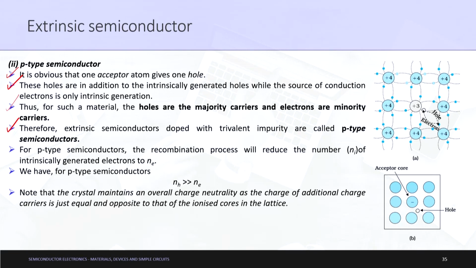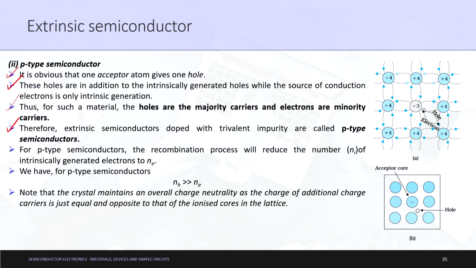Okay. So, for p type semiconductors, the recombination process will reduce the number Ni of intrinsically generated electrons to Ne. So, here what we can say is, in the previous discussion there were only 4 holes and there were 16 electrons. This time there are, let us say, 16 holes and only 4 electrons. So, there can be a time in which all the electrons are inside these holes only, and then the conduction will happen due to the movement of these holes.